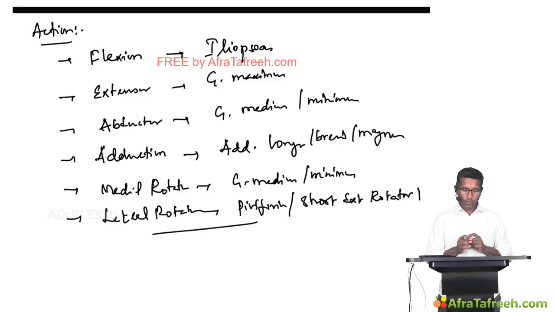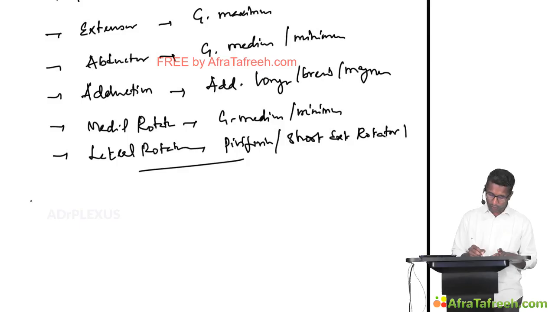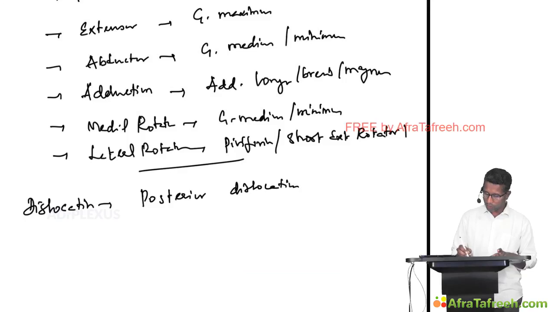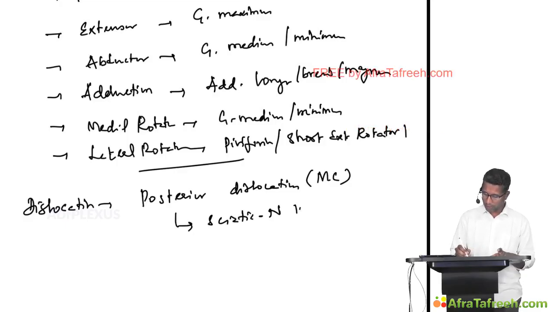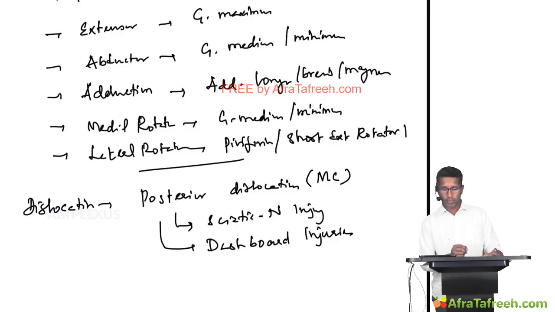I hope you are clear with the actions and the things related to the hip joint. The hip joint can also dislocate. Posterior dislocation is common here. This is the most common type, guys. When posterior dislocation happens, it can cause injury to the sciatic nerve. These injuries are called dashboard injuries.